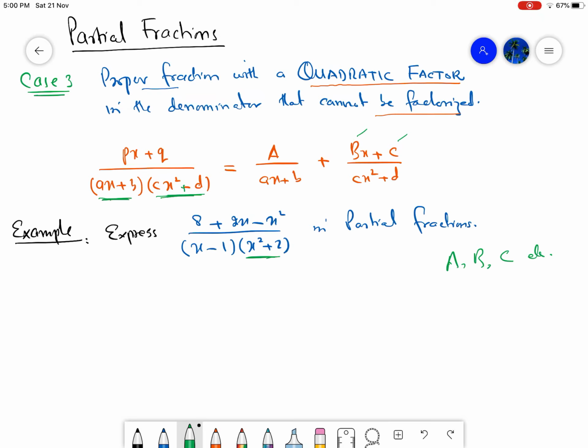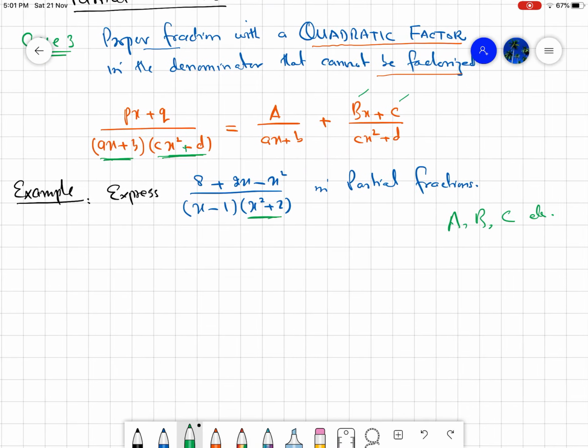In this case, however, we will use the substitution method, but along with the substitution method, we will also use at the end another method which we have already discussed earlier, and that is comparing coefficients. And we will see why we need these two methods basically in order to solve this type of algebraic expression into partial fractions.